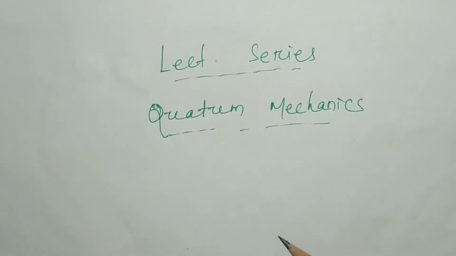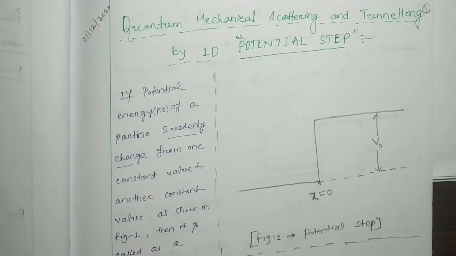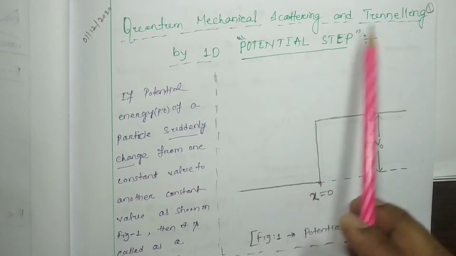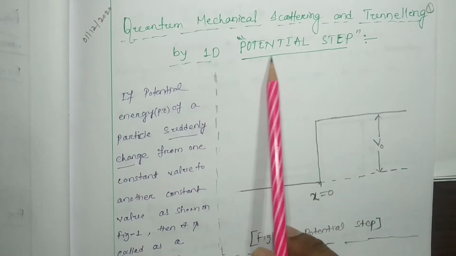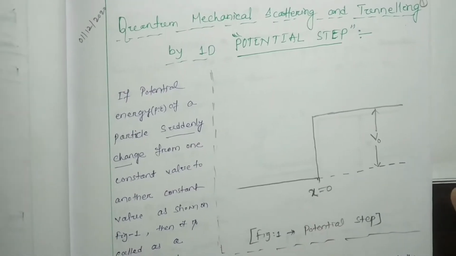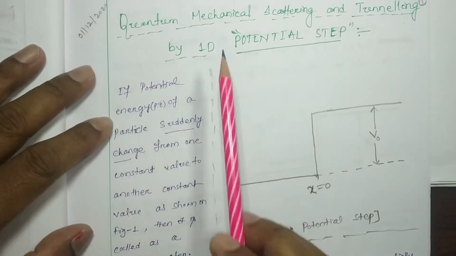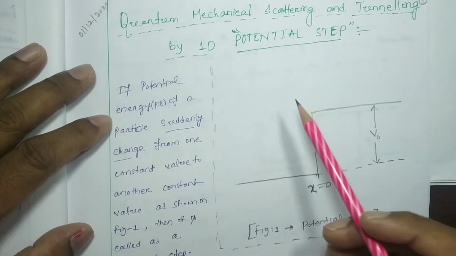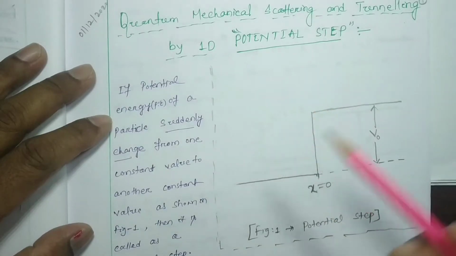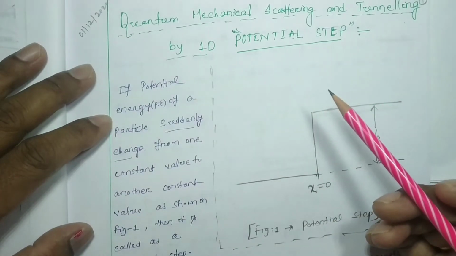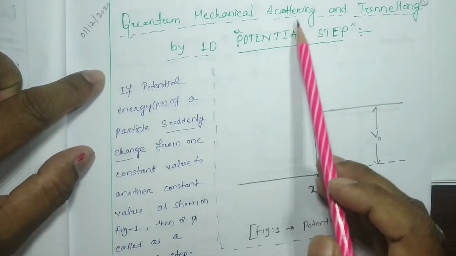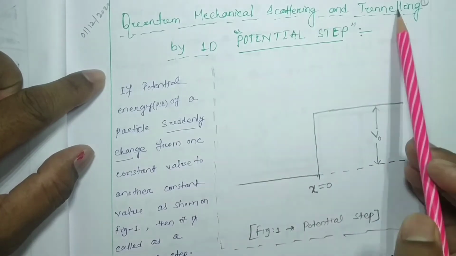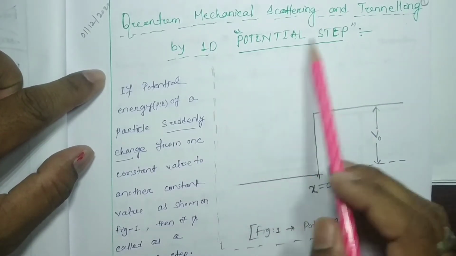Today in this lecture, we are going to discuss a new topic, that is quantum mechanical scattering and tunneling by a one-dimensional potential step. So here scattering means one type of, you can consider the so-called diffraction or reflection from an object. So this scattering is going to be observed, as well as tunneling through a potential step.